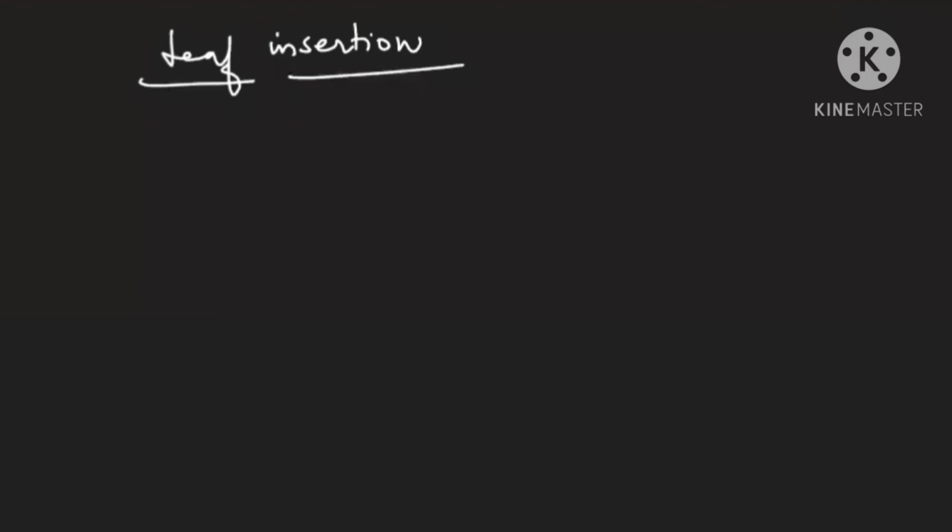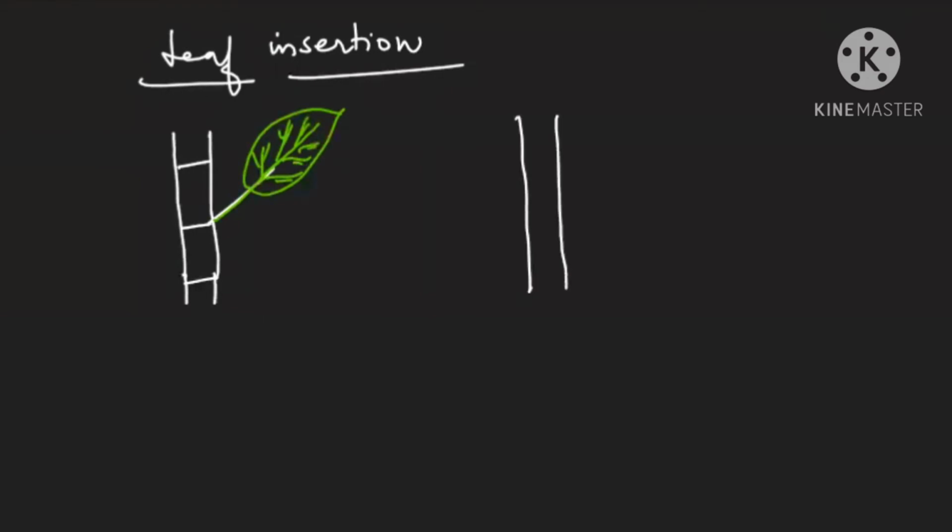See leaf insertion, try to understand. This is your main stem, and the main stem is directly bearing the leaf. This is one condition. Now see the next condition. I'm drawing the main stem, and on this main stem you're finding that branches are there. Let us assume this is one branch, okay? And now the leaves are present on the branch.